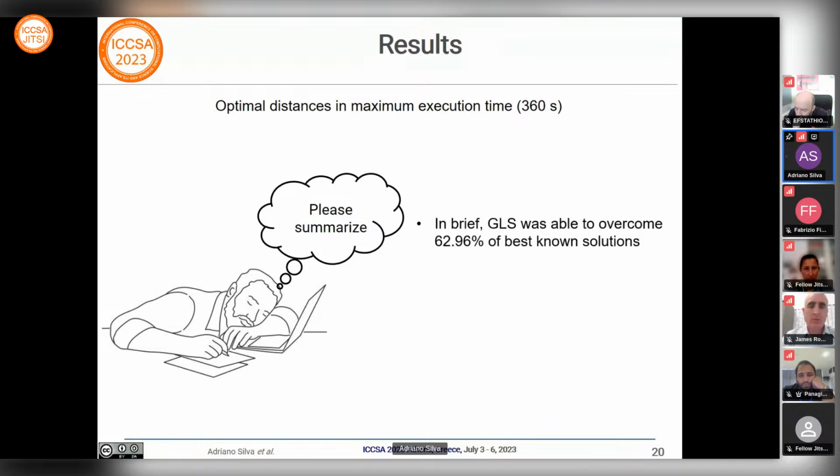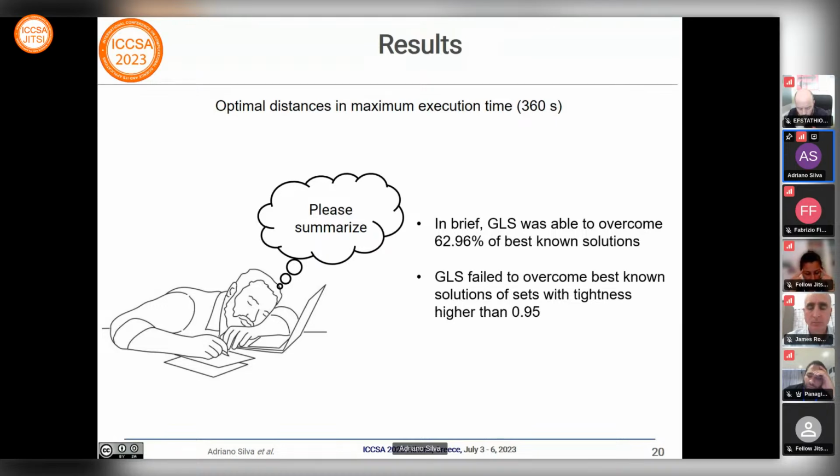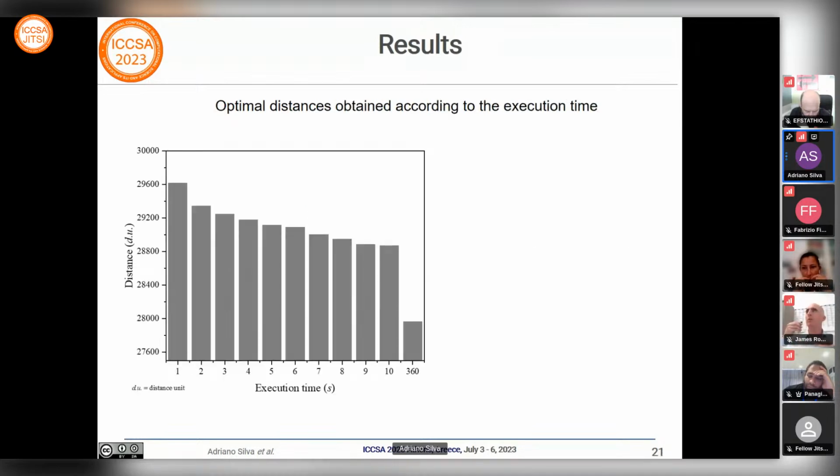So to summarize, with the 6 minutes of execution time, guided local search was able to overcome almost 63% of the best known solutions reported in the literature. And the ones that the algorithm failed to overcome had a tightness higher than 0.95, which actually makes sense because the algorithm would probably need more time to escape the local minima. Now, getting back to what is more interesting for us, I was only trying to understand if guided local search had potential to overcome the best known solutions with the highest execution time.